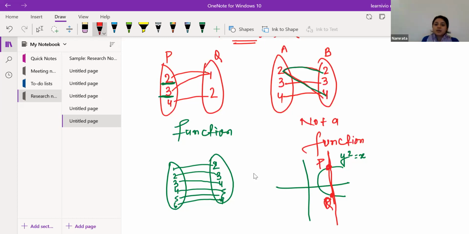Why? Because suppose here the x value is 3. Here the y value is, let's say, 4. Here the y value is -2. So can you see, at x equals 3, you are getting two different y values, that is 4 and also -2. Upside also, downside also. Coordinate geometry you all know, right?